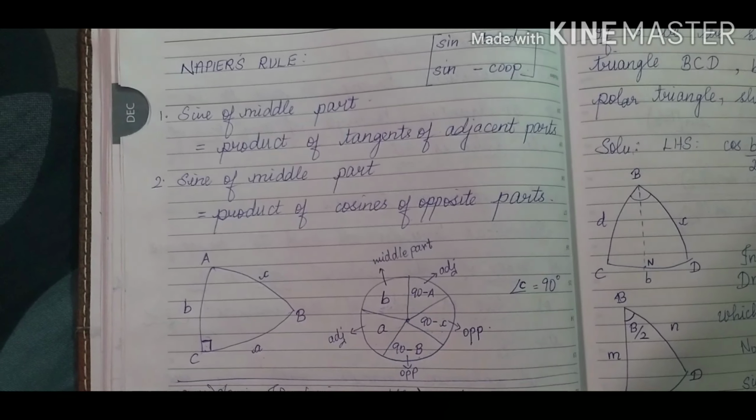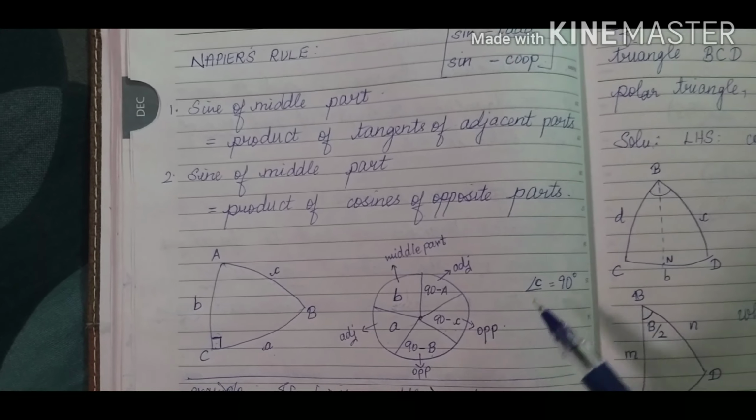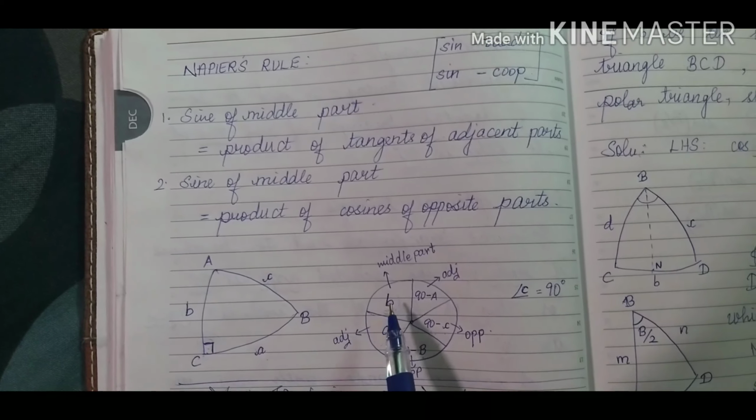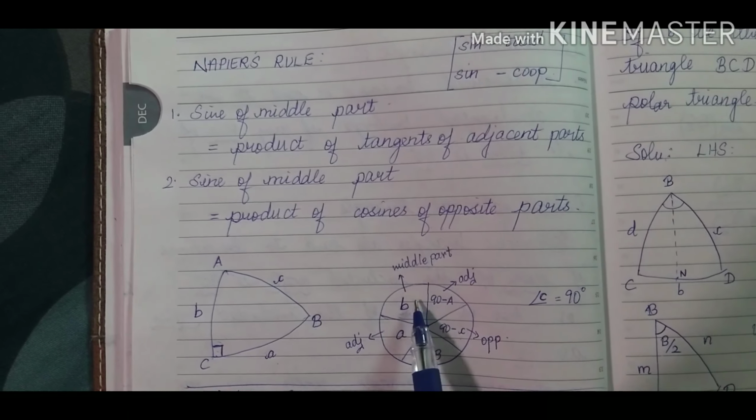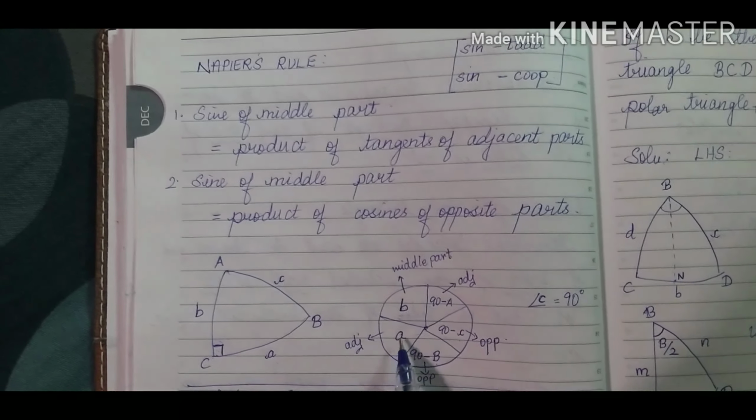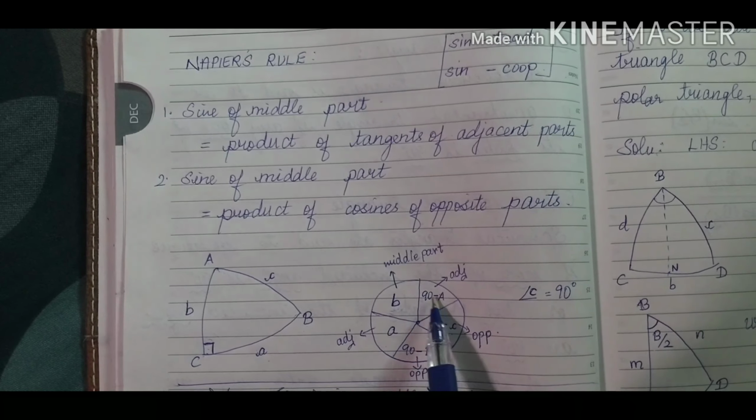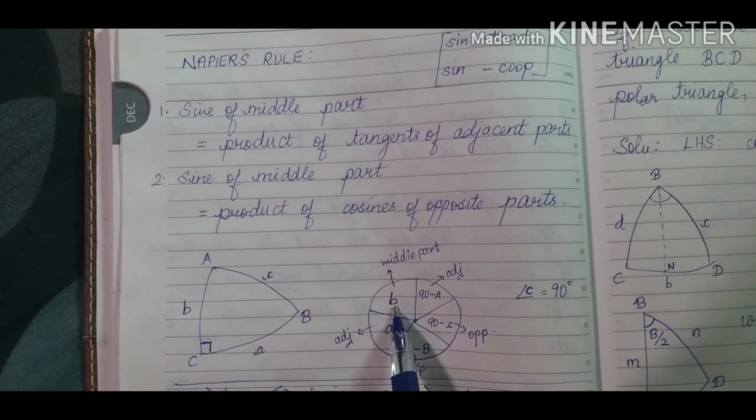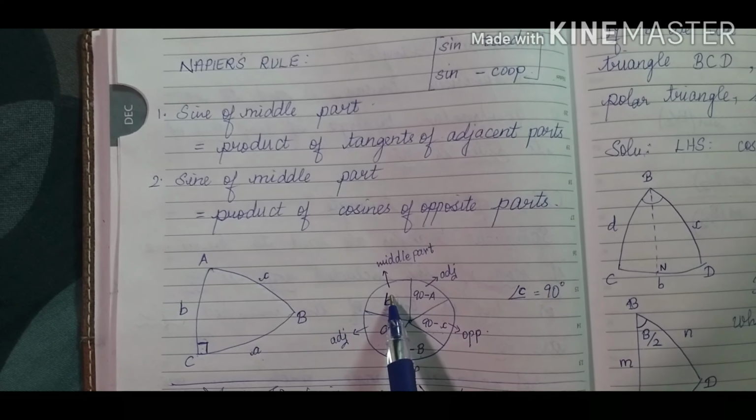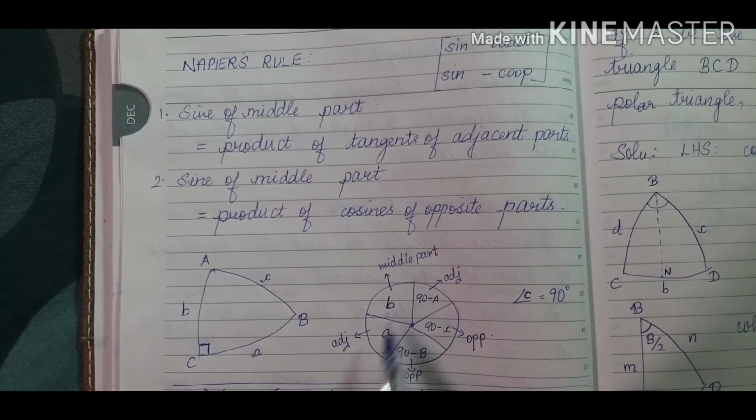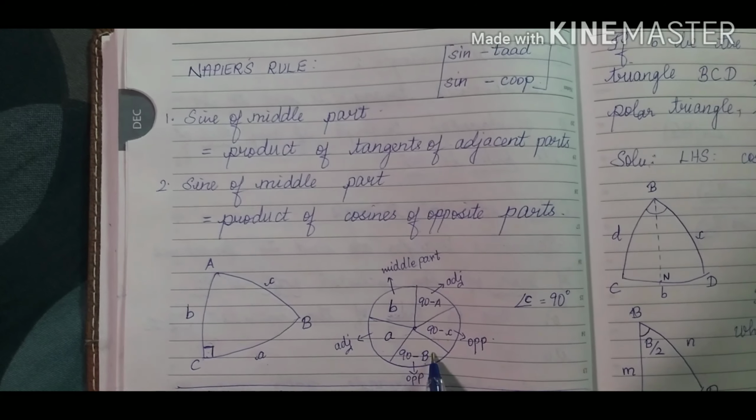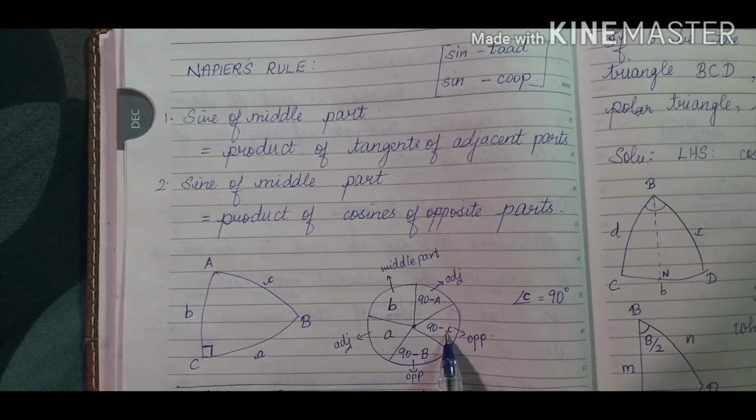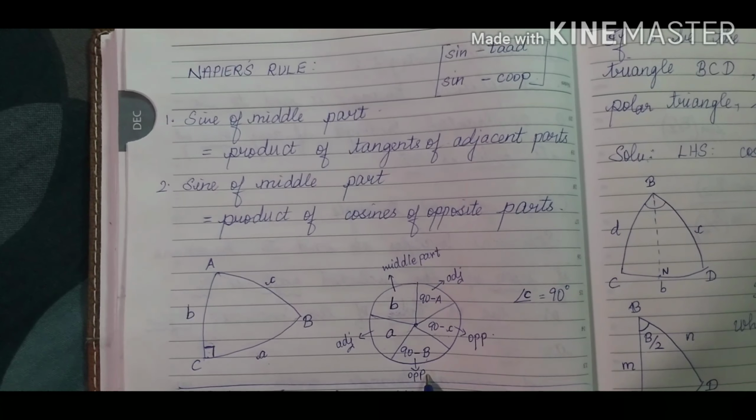Now depending upon a problem, you can choose whatever your middle part to be. For example, I have chosen here small b to be the middle part. Then what lies next to b is here small a and here 90 minus A. These 2 will be called adjacent components to b. So if b is the middle part, small a and 90 minus A are the adjacent parts, and the portions opposite to b are 90 minus c and 90 minus B. So these 2 will be called the opposite parts.